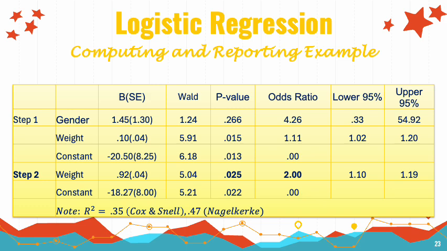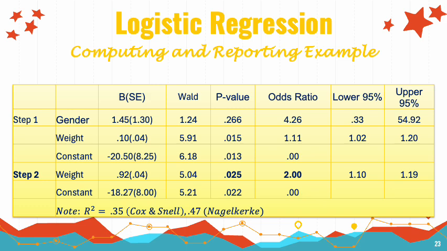For the sake of this example, we will say the assumptions are all met and we will run our logistic regression using statistical software. Our Wald test statistic is 1.24 with a p-value of 0.266 for gender. This p-value is clearly above the 0.05, so we accept the null hypothesis that gender does not predict surgery outcome. We then look at our Wald statistic for weight. This is 5.91 with a p-value of 0.015.